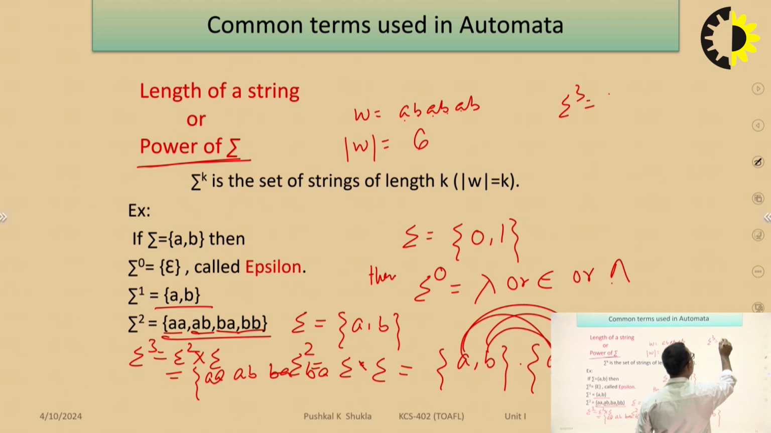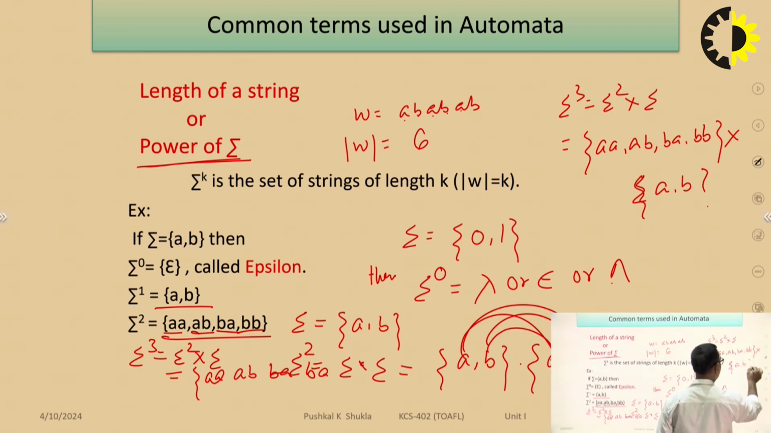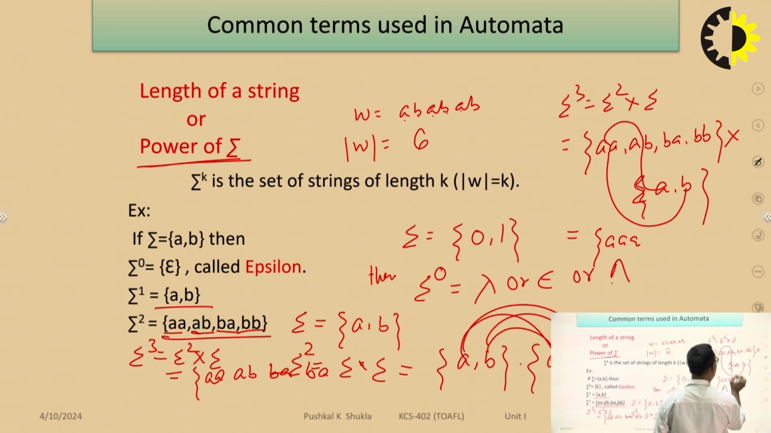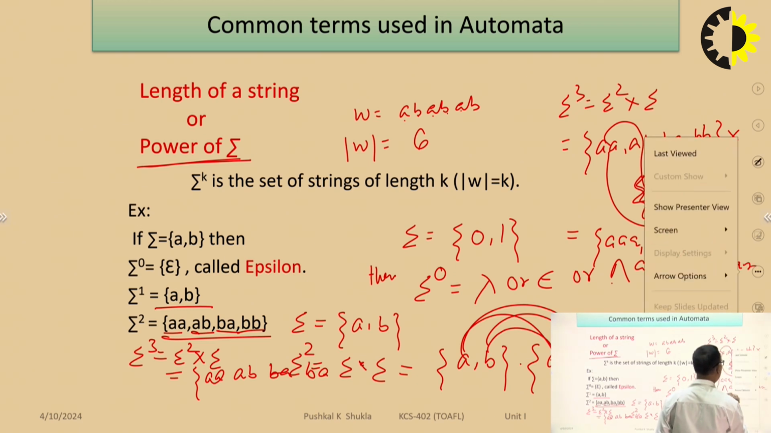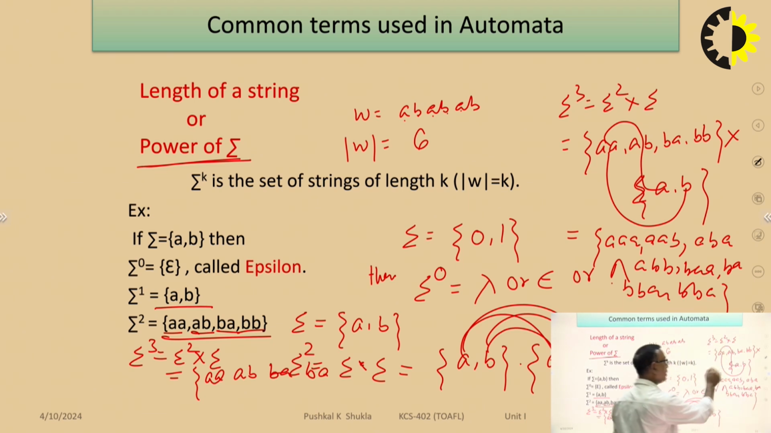Sigma to the power 3 equals sigma square into sigma. So with AA, AB, BA and BB, this will be AAA, AAB, ABA, ABB, BAA, BAB, BBA, and BBB. So here 8 strings should be there. This way we can compute sigma to the power n or sigma to the power k.